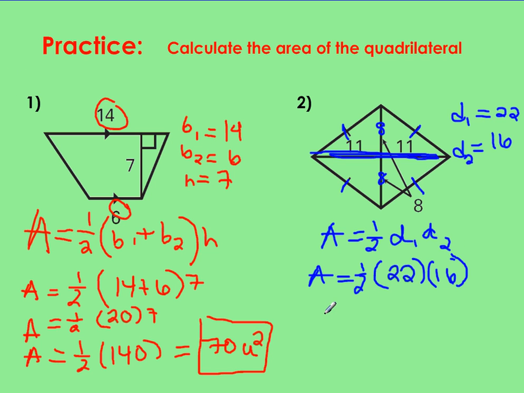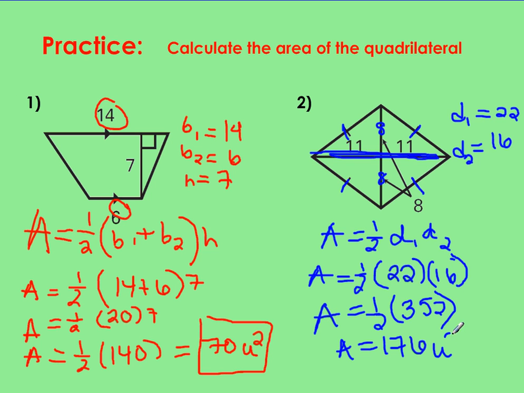Alright, so if we start to simplify, we can say 22 times 16 is going to end up being 352. And then we just need to take half of that. So we're going to end up with 176. And remember, we're calculating area, so this is going to end up being 176 units squared. So the area of our quadrilateral here, which is around this, is going to be 176 units squared.